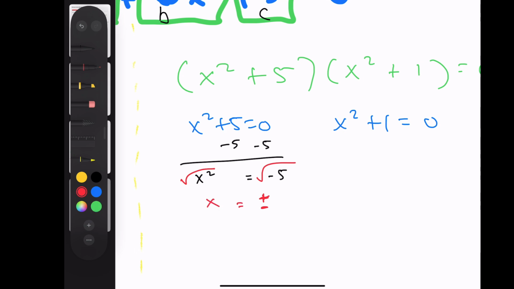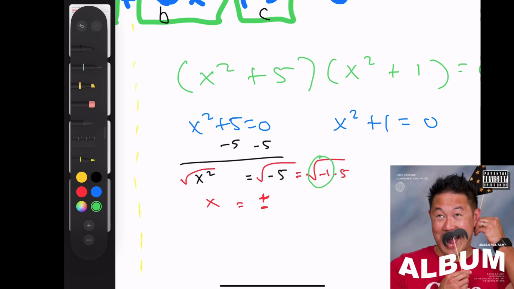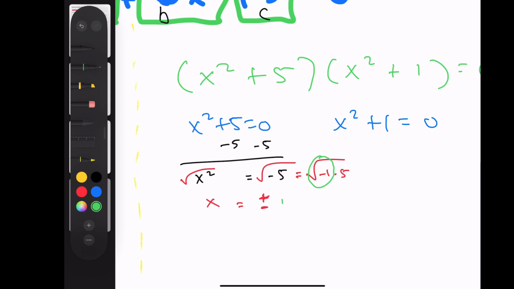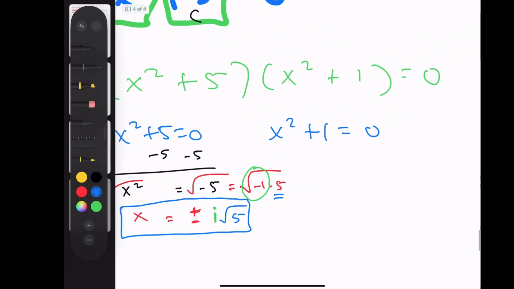X equals. Class, what's the square root of negative 1? Where does the i go? Inside or outside? Left or right? To the right. Notice the 5 is where? Inside. So this is one of your answers: positive i radical 5 and negative i radical 5. Raise your hand, you got that? All right, let's try this one over here.